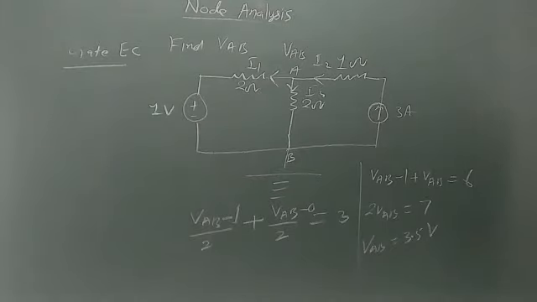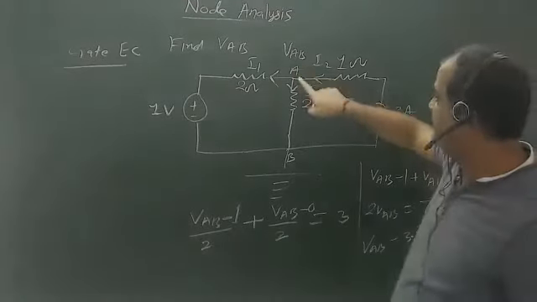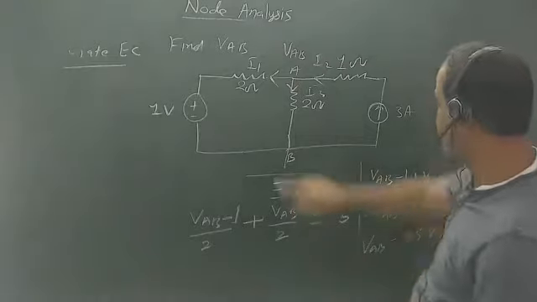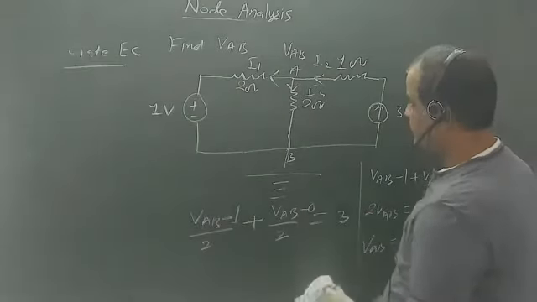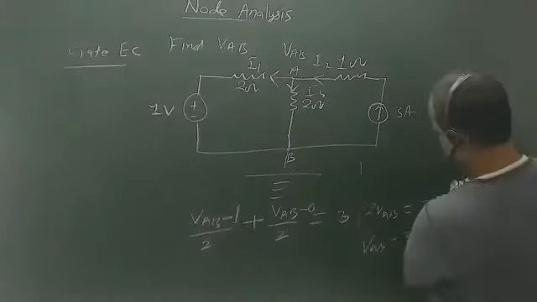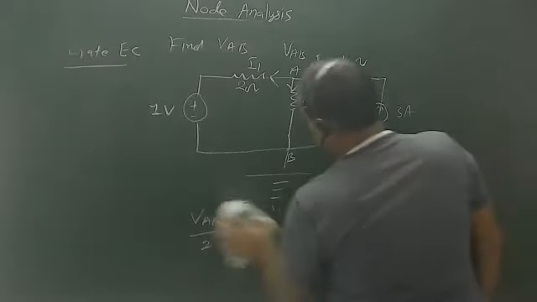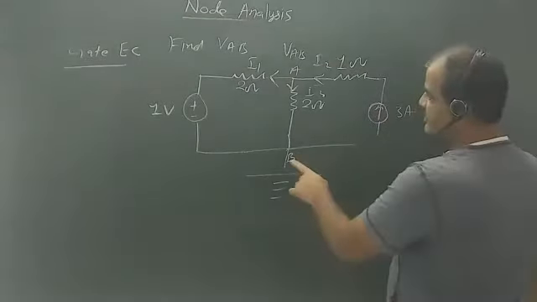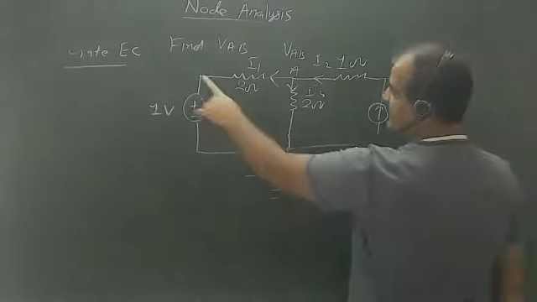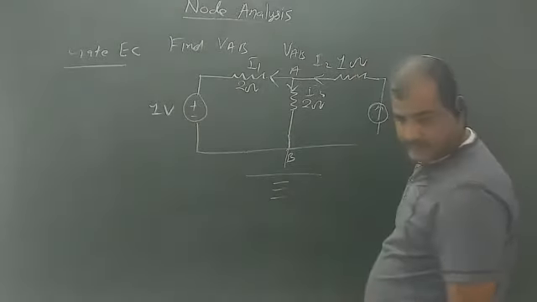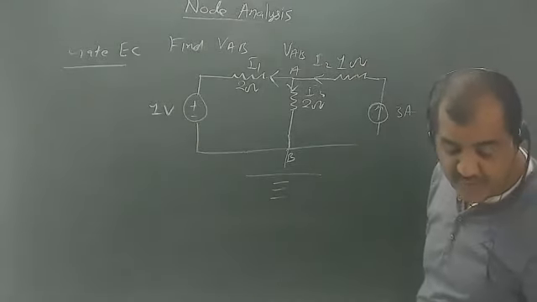Yes, sir. So this question was asked in the GATE EC exam. They only asked what is the voltage between A and B, so I'm not solving further. We'll solve one more problem. You can see this is our reference node, and this is the non-reference node. 3.5 volt.